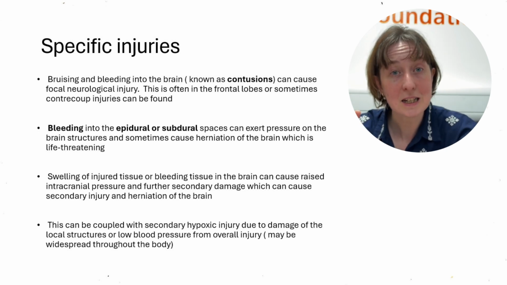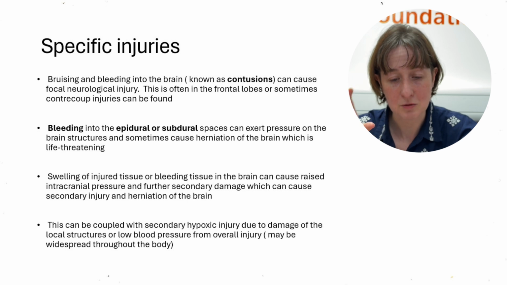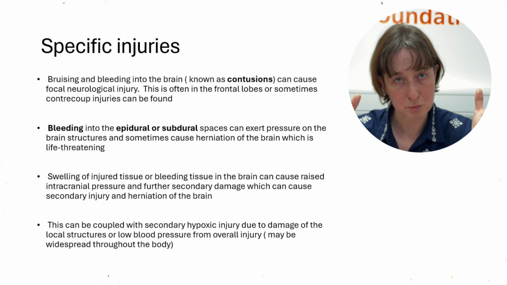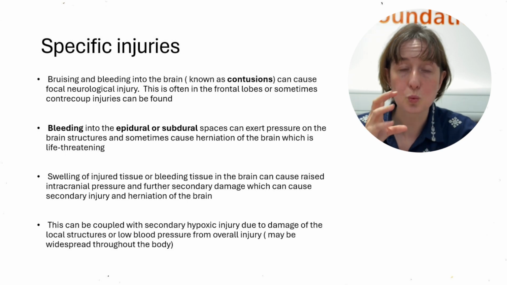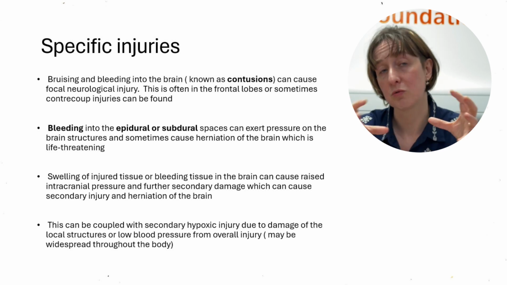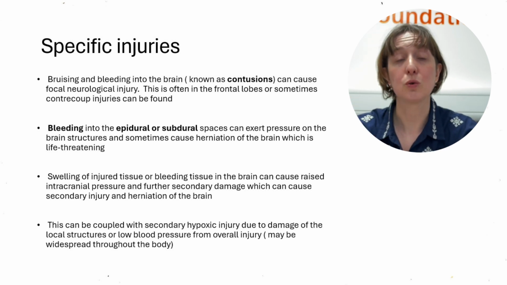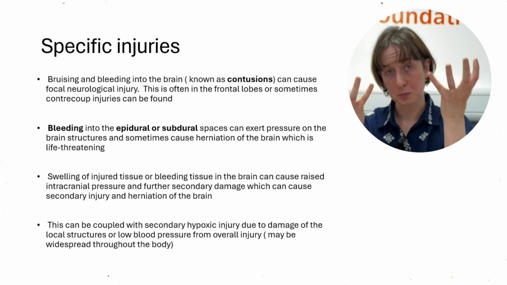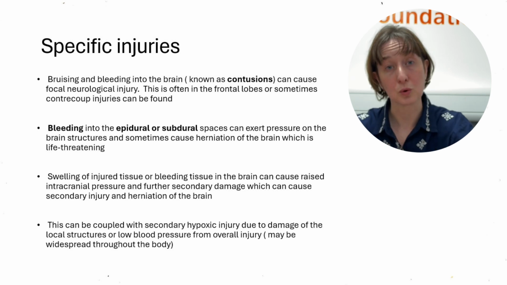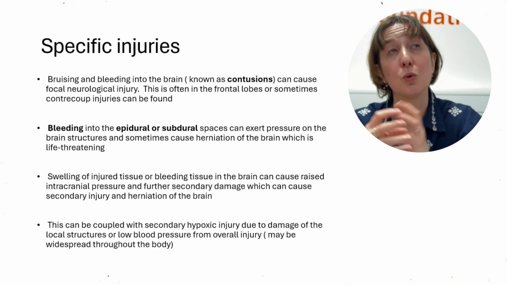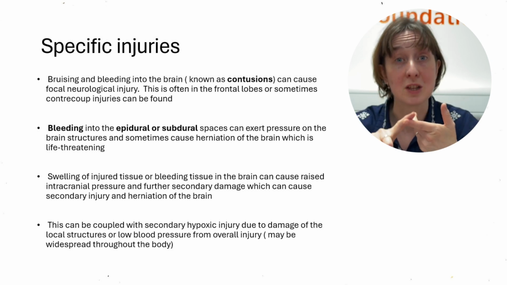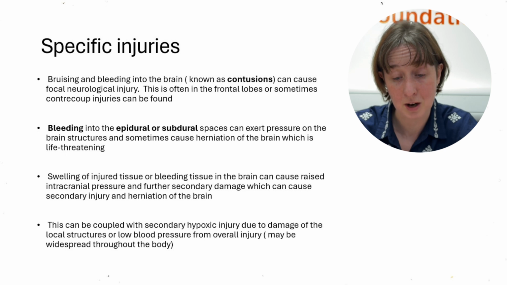You can get bleeding into various parts of the brain and surrounding tissues, such as the epidural and the subdural spaces. That can cause increased pressure and can be life-threatening. Swelling of injured tissue in the injured brain, such as after a contusion, can cause raised intracranial pressure, and that can cause something called coning potentially, where the substance of the brain swells so that it can't escape and then it goes down into the spinal cord. And if that affects the autonomic function of the brain stem, which keeps you alive, keeps you breathing, keeps your heart beating, again, that can be life-threatening.